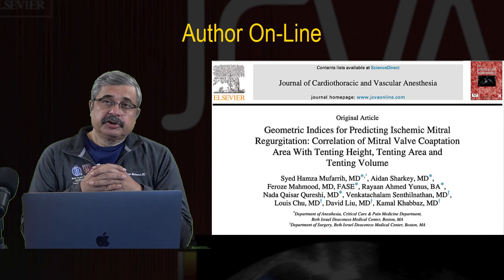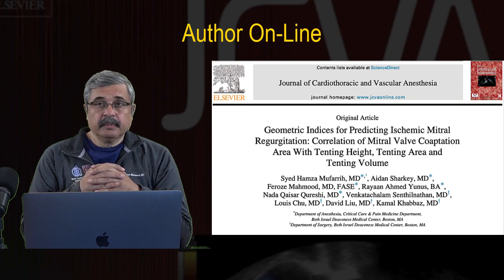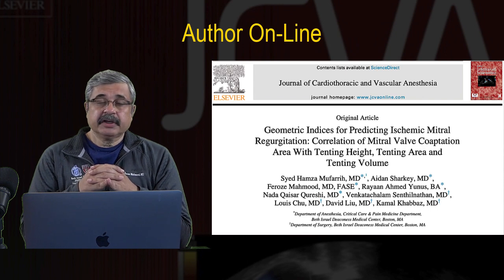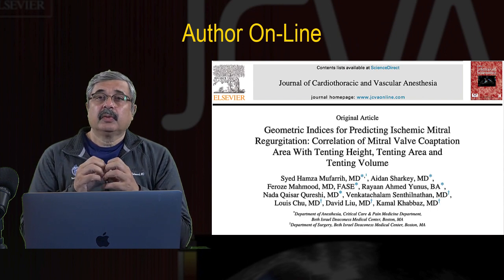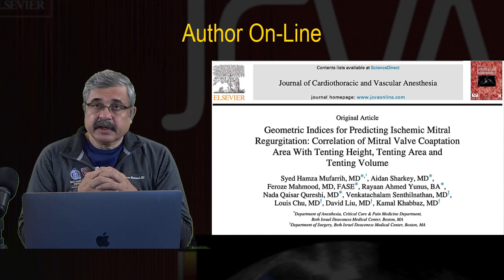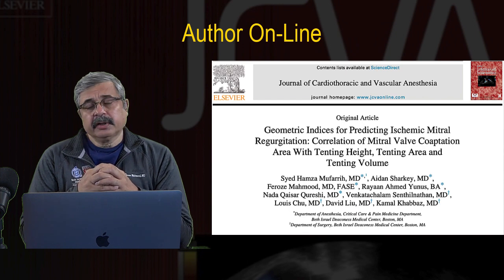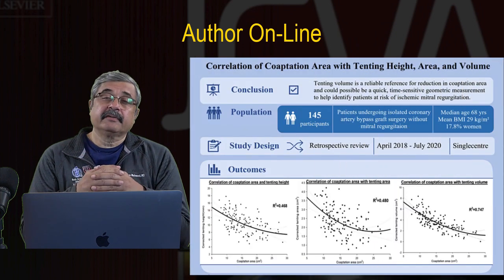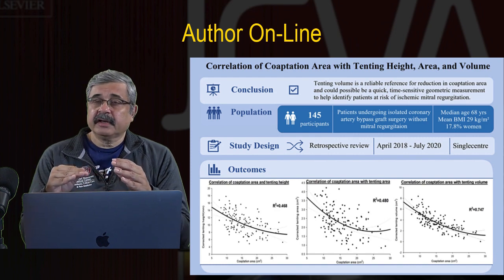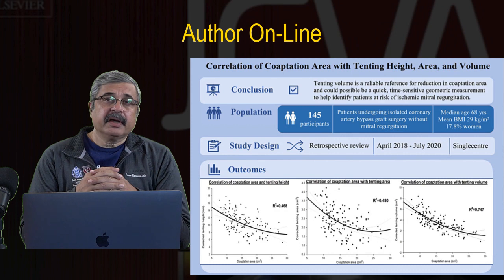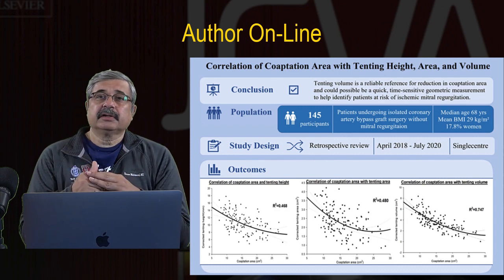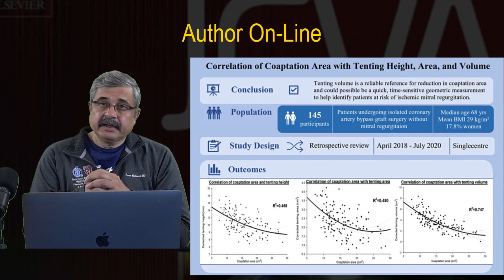So that was Dr. Aidan Sharkey, the lead author of this important publication that demonstrated the negative correlation between coaptation area, or the degree of apposition of leaflets, with the indices of mitral valvular remodeling: tenting area, tenting height, and particularly tenting volume. Now, the editorial sum-up of this important clinical investigation is that tenting volume represents the entire topography and the entire surface of the valve, and is a better indicator of the global remodeling of the valve as opposed to tomographic sectional measures such as tenting height and tenting area.